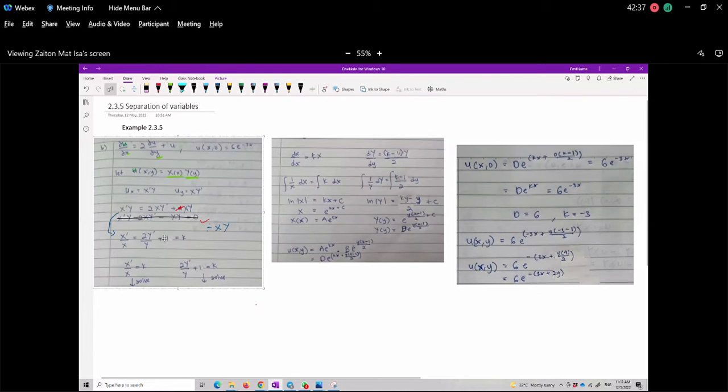Okay, this statement is only true if both are equal to a constant. Because X is a function of x, Y is a function of y. You imagine left hand side equal to right hand side. If you have a function of x on the x side and also terms in y on the y side, both sides cannot be equal, right? So it must be a constant. Left hand side constant, right hand side constant.